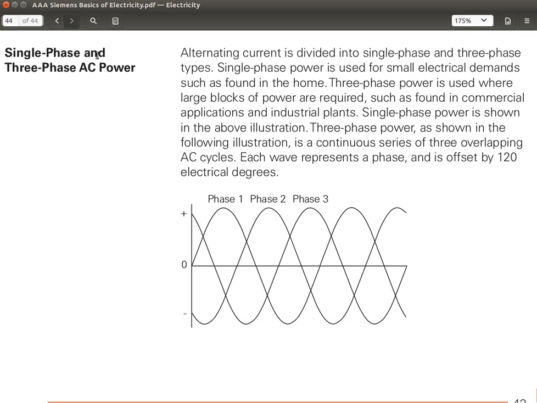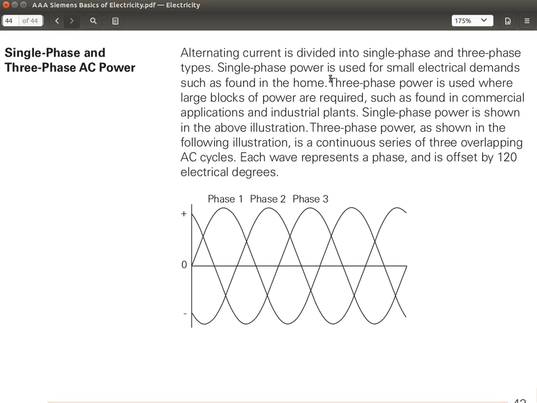Now, single phase and three phase AC power. Alternating current is divided into single phase and three phase types. Single phase power is used for small electrical demands such as found in the home. So that type of power is found in the homes and offices. In fact, in most locations, in shops, plazas, in majority of the locations where you have a plug or lights, they use single phase. That's single phase power.